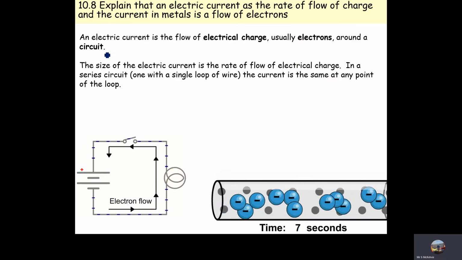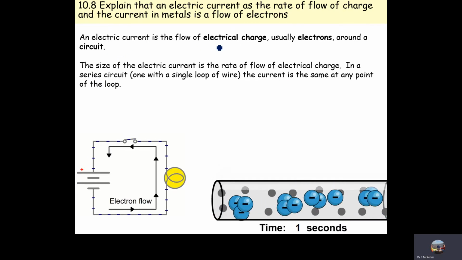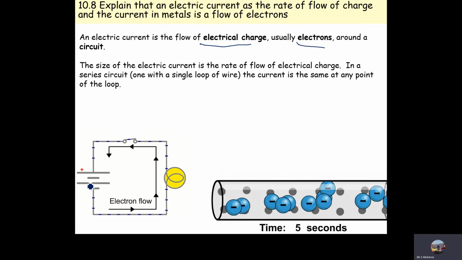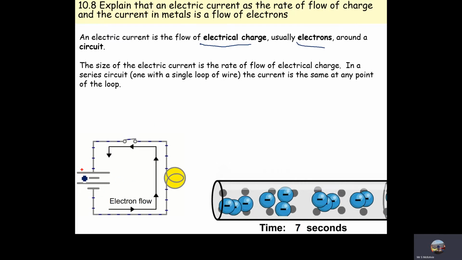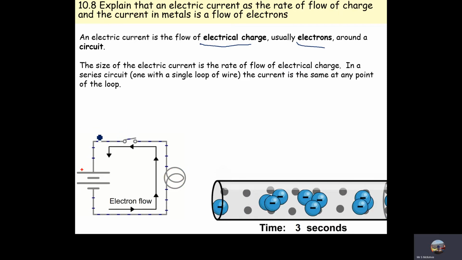Some information that we need to know for the rest of this lesson. An electric current is the flow of electrical charge, usually electrons, around a circuit. You can see here that we have a circuit with a battery, positive, negative, and electrons flow from negative to positive. However, the actual flow of electricity goes from positive to negative.